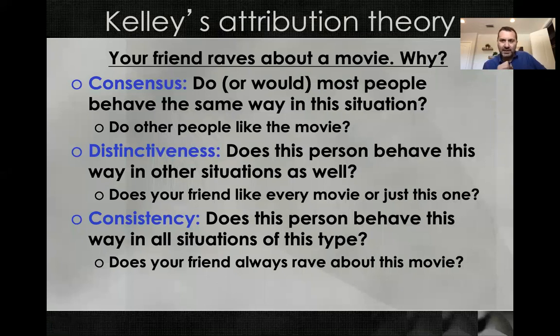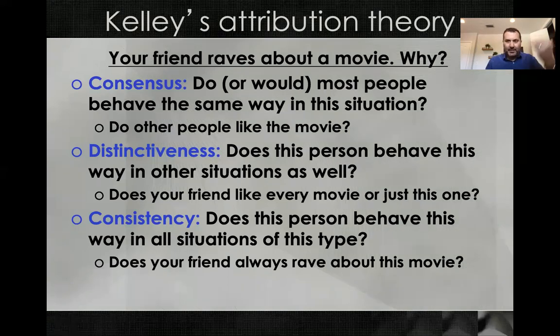Okay, so this gets a little bit confusing. The way that I remember this is that for the C questions, consensus and consistency, if you answer yes, that means the behavior is high on that characteristic. And for the D question, you get the opposite. If you answer yes, the behavior is low in distinctiveness. But that can kind of be a little bit confusing. Okay, so according to Kelly, before you determine why your friend is raving about the movie, you need to answer these three questions.